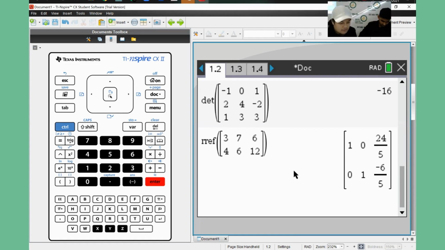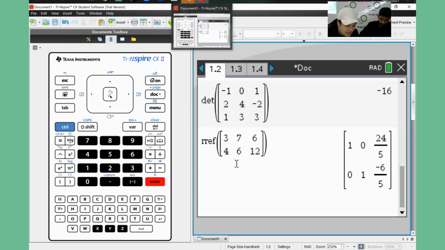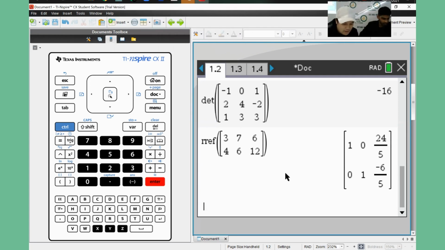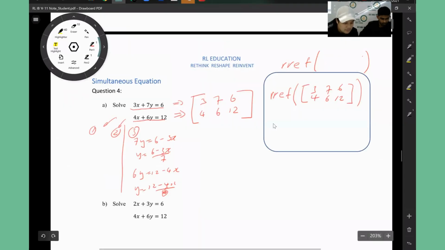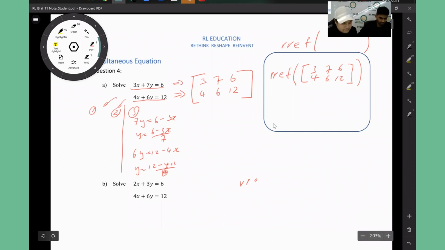Okay, understand? All right, then the next one. With me? Yeah. Of course, you know me well already. I won't give you exactly the same questions. Then the next one, which I got a new skill. Let's practice this double REF. So which means the next one, we got this one, double REF, and then you got square bracket 2, 3, 6, 4, 6, 12.